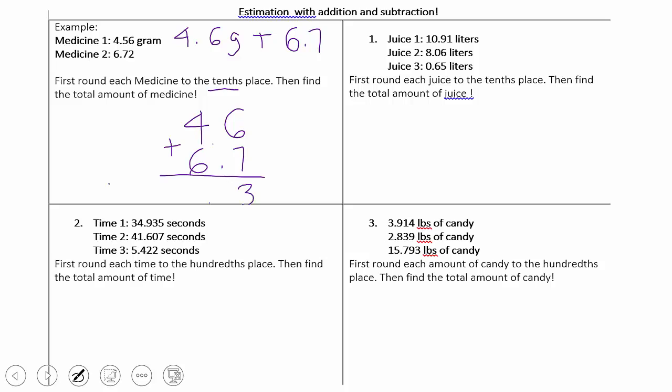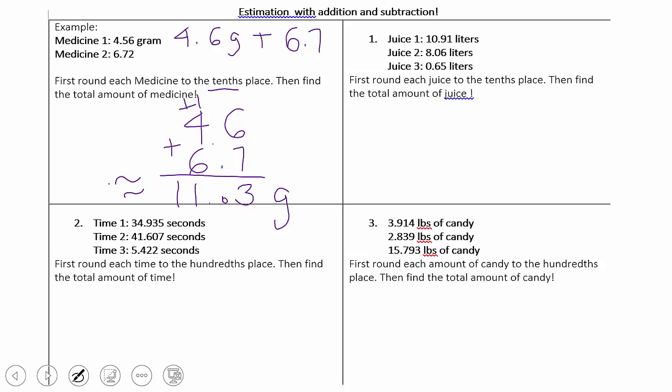6 plus 7 is 13. I'm going to carry the 1. I'm also going to drop down my decimal. 4 plus 6 is 10 plus 1 is 11. So I have about, there's my squiggly equal sign, approximately 11 and 3/10 grams of medicine.